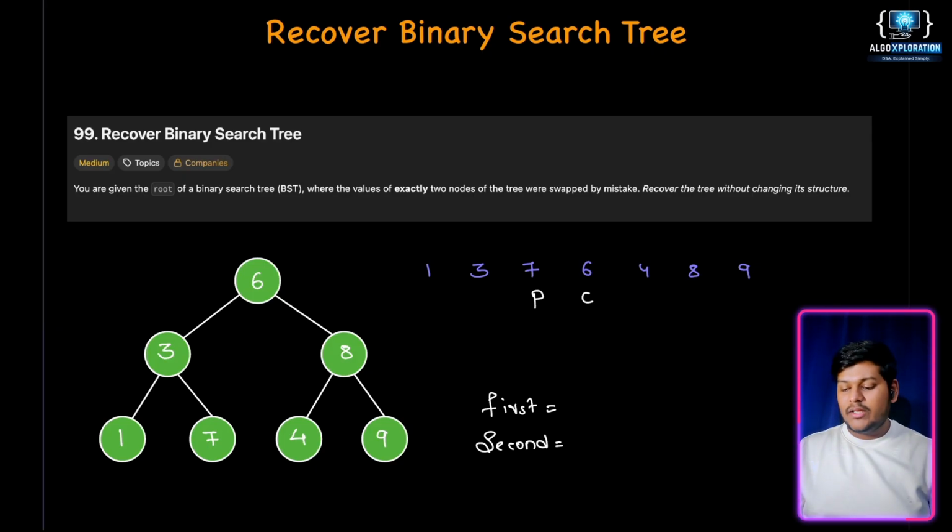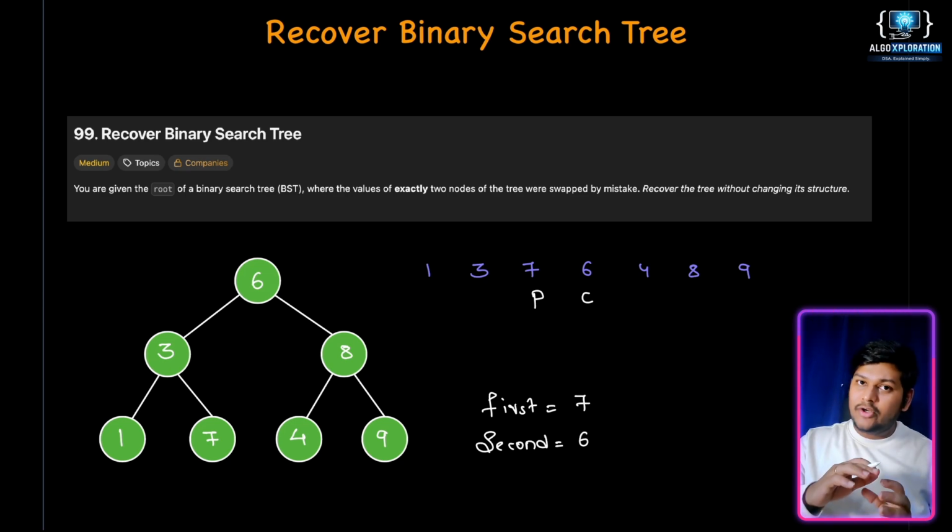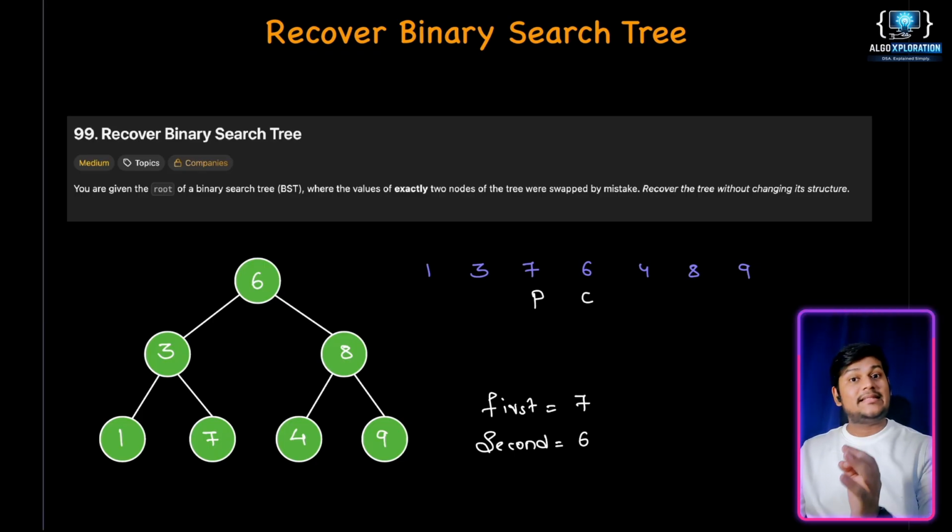Due to that reason, this will be the first one and this will be the second one. Okay. So I'll store 7 over here and 6 over here. And I need to keep on moving further. If there is a second violation, then I can say that that second culprit is present over there. I hope that you got it.